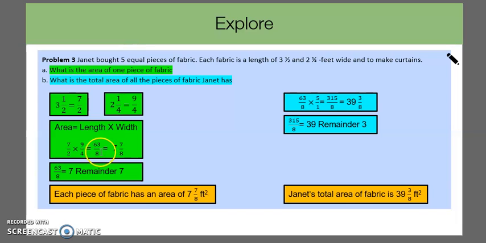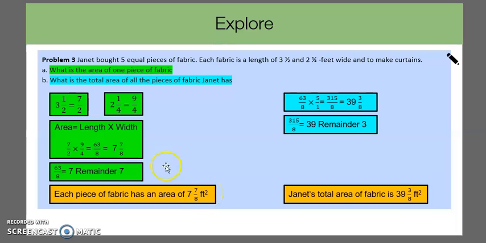We go through the process of converting an improper fraction to a mixed number so that we have the total area given here. And just as a reminder, here's some extra guidance on how to calculate the whole number and the numerator. So finally, our final answer would be each piece of fabric has an area of 7 7/8 feet squared.